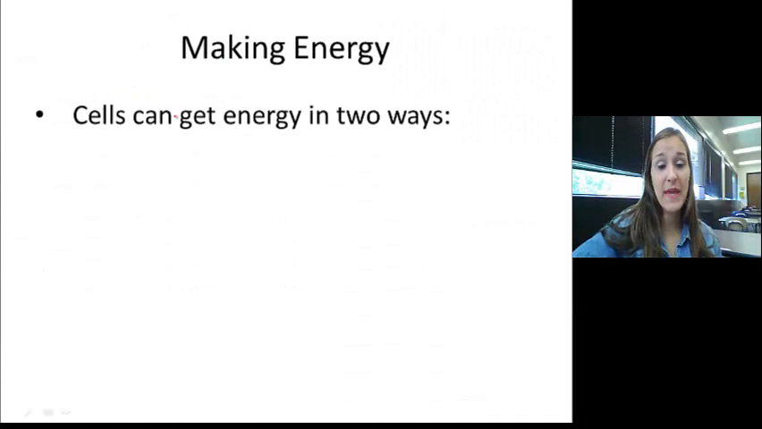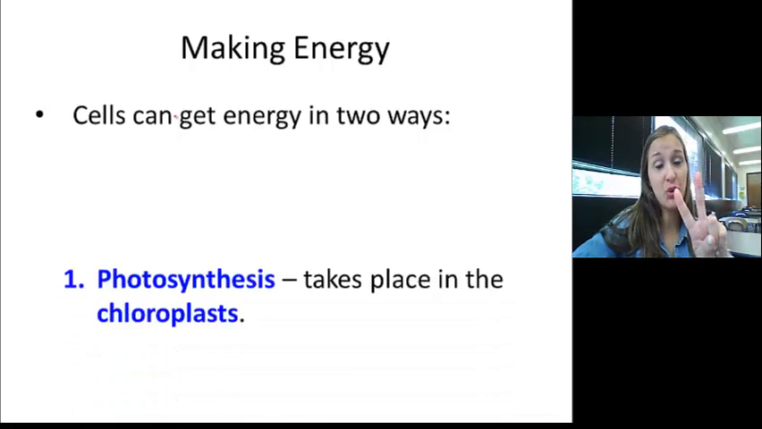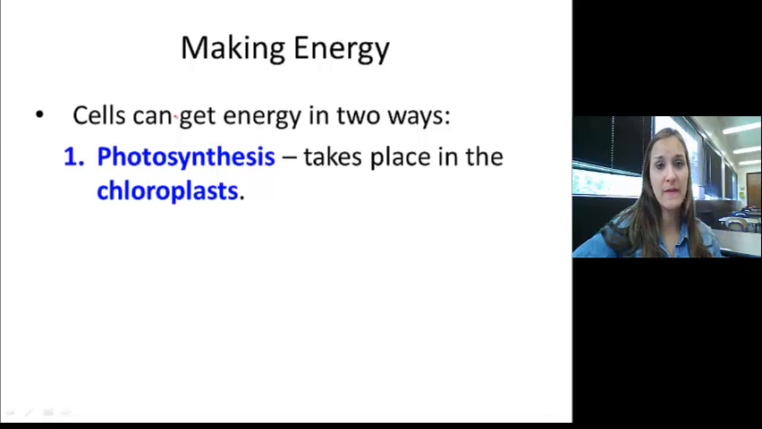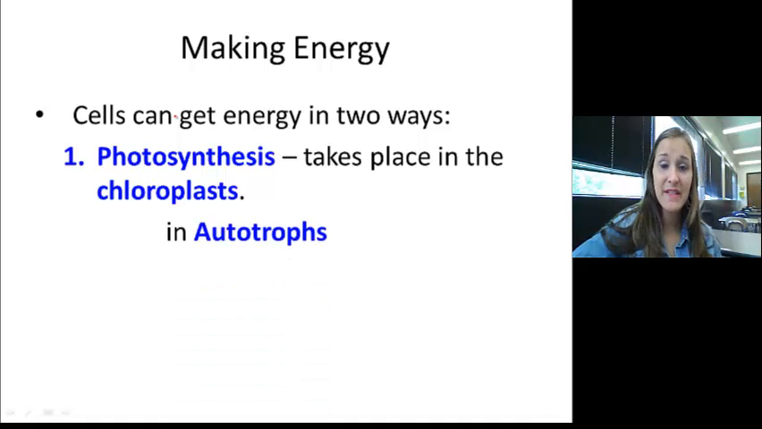So we need to be able to get energy because we need to do all these things in our cells. And that's going to happen in 2 ways. 1, photosynthesis. We can't do this, guys. We can't do this because we are not plants. Photosynthesis takes place in chloroplasts, which are not found in animal cells. This is happening in autotrophs. Remember, auto means self. These are organisms that are making food themselves. You may think you're a world-class chef and you cook your own food, but you're not making your own food in your body. Therefore, you are not an autotroph.